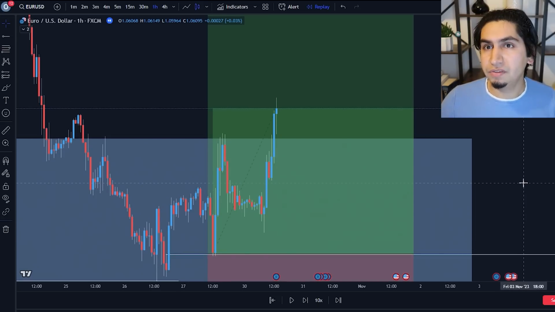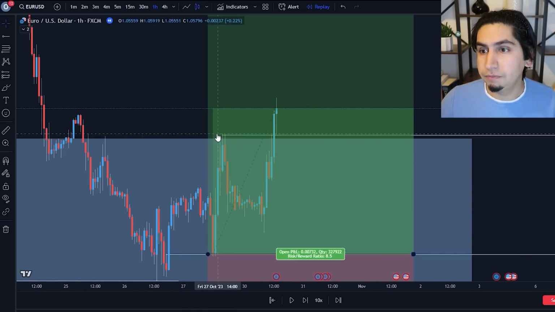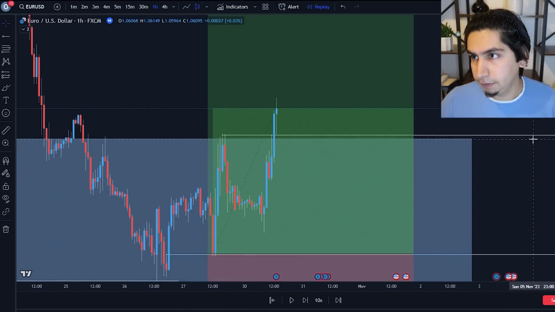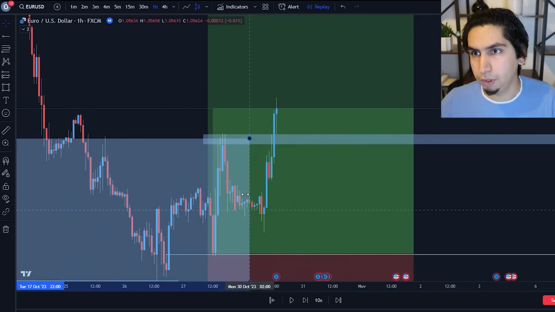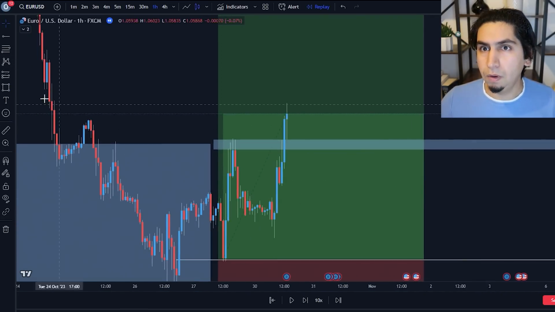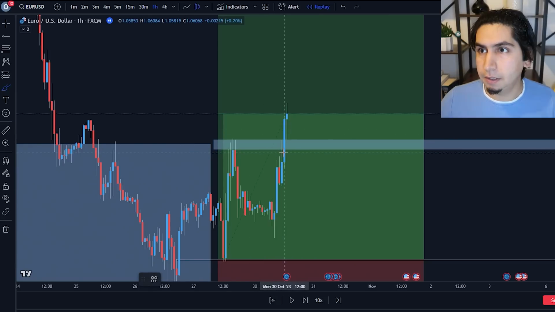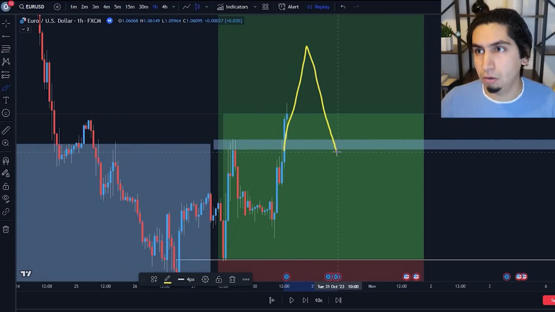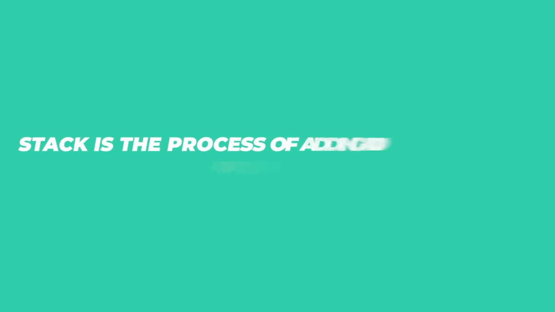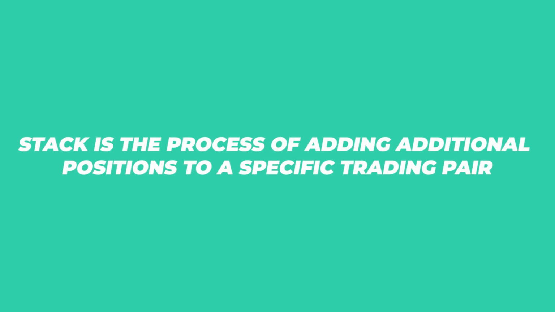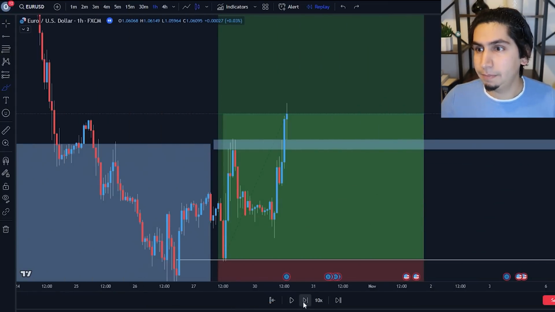Now, what we can see here is the previous daily high, okay? So let's mark it like that. Let me remove this big area. We already know, okay? Now, what I wanted price to do is basically break, retest this area to go higher up. This is when I would stack. Stack is the process of adding an additional position to a specific forex pair. So if you have one position, you're going to add another one, that's stacking, okay? Very simple stuff. Let's see what happens.